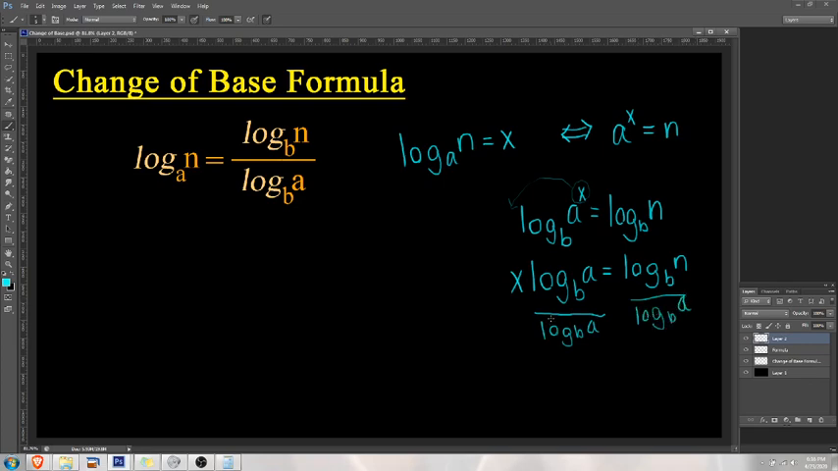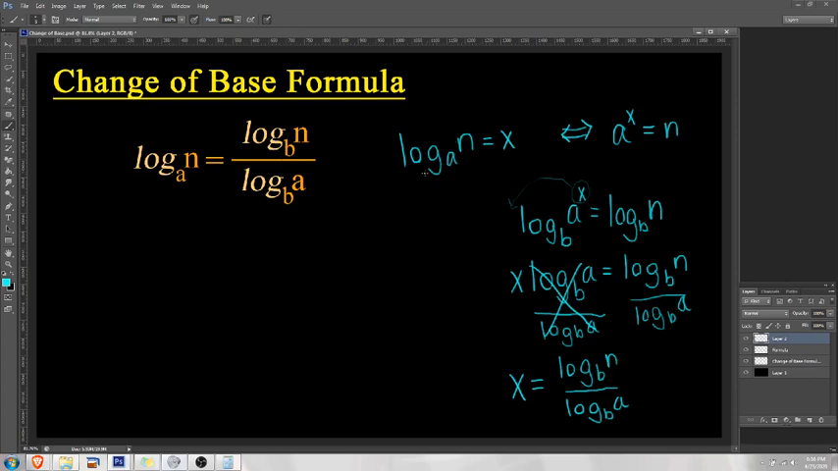On this side, anything divided by itself is just 1, so I can just cancel that out. 1 times x is x. So what do I have? I've got x equals log base b of n over log base b of a. This right here should look very familiar to you. But check it out. This is where the final step of the proof comes from.